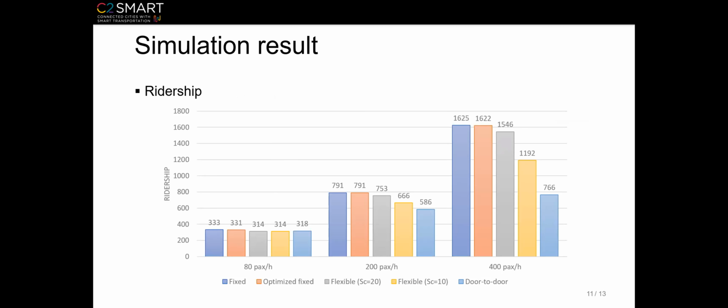And this is a summarized ridership. As the passenger arrival rate goes higher, the total ridership increases, but it depends on what kind of system you're operating. So for example, for the door-to-door service, which is on-demand microtransit, the increasing rate of this most flexible system is much smaller than others because of the inefficiency of the system itself.